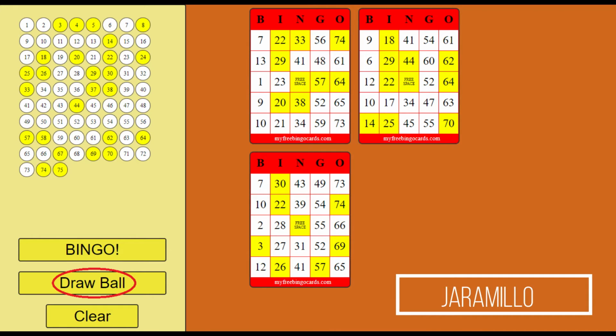The ball draw method. When you click the draw ball button, it generates a random number from 1 to 75. And when the generated number is the same as a number inside the bingo cards, it is marked by yellow color and can't be generated again.